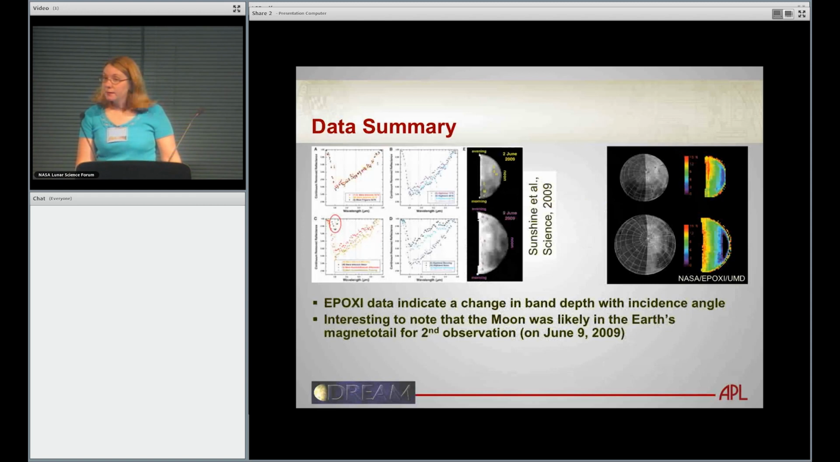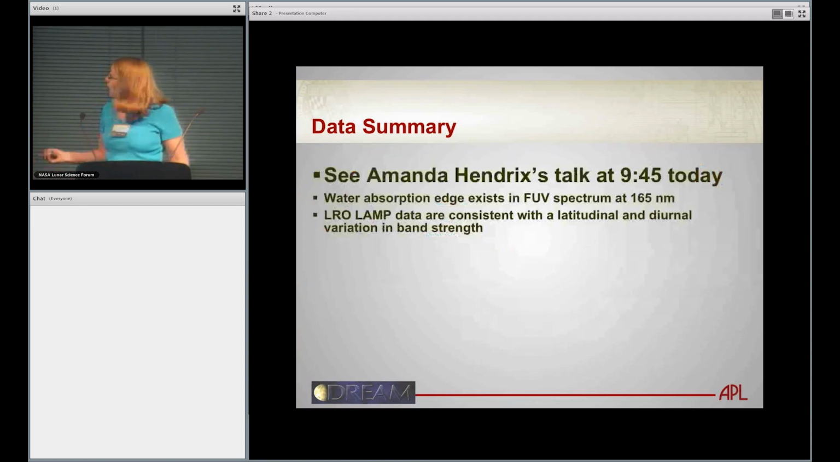And then there are the epoxy data that demonstrate that there's a change with the incidence angle and the absorption depth, where similar locations show different band depth as a function of time of day. And on these two observations from epoxy, I want to point out that the second observation on June 9th of 2009 was when the moon was likely in the magnetotail. So any hydration you see there is probably not being implanted at that exact time that the observation was taken.